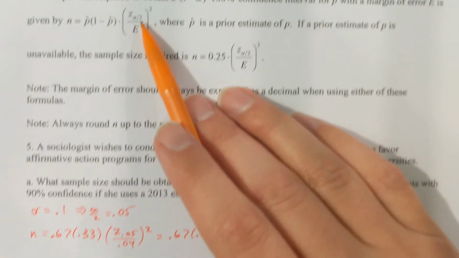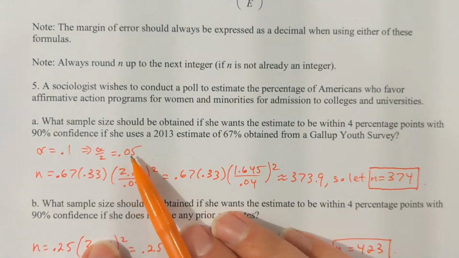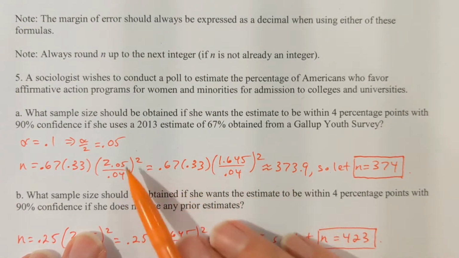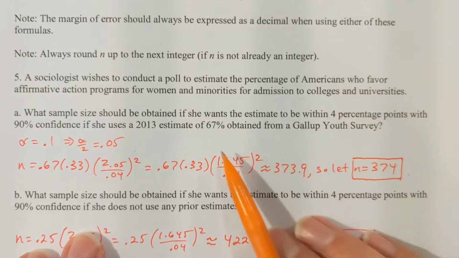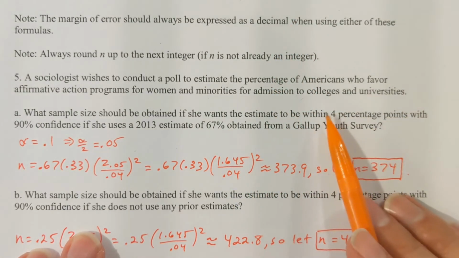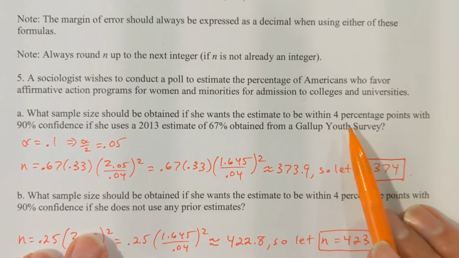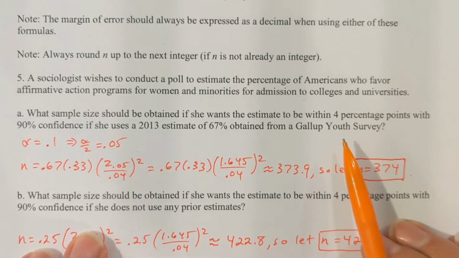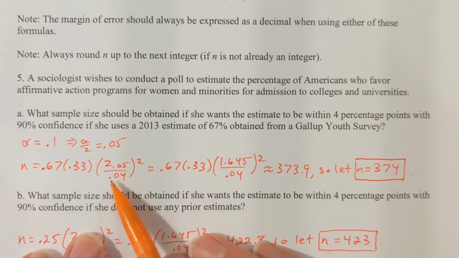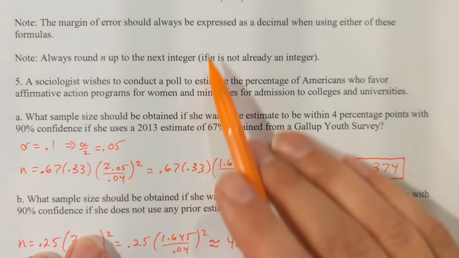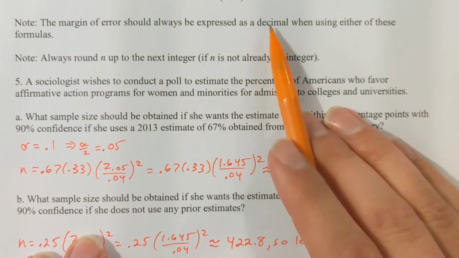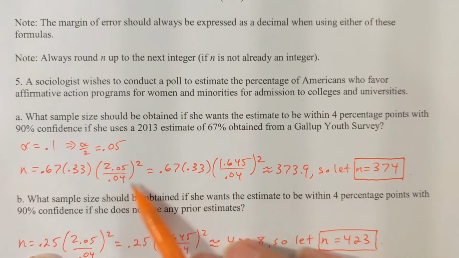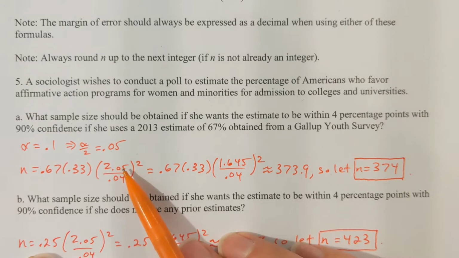Okay, Z sub 0.05 is a z-score that I'll need to look up. I'm going to do that on the next line. And then she also wants to be within 4 percentage points on either side of the point estimate, or the margin of error has to be 4 percentage points. E, therefore, would be 0.04. Make sure that the margin of error is always expressed as a decimal, it said. All right, so our information is all plugged in here, and I got to get the z-score.